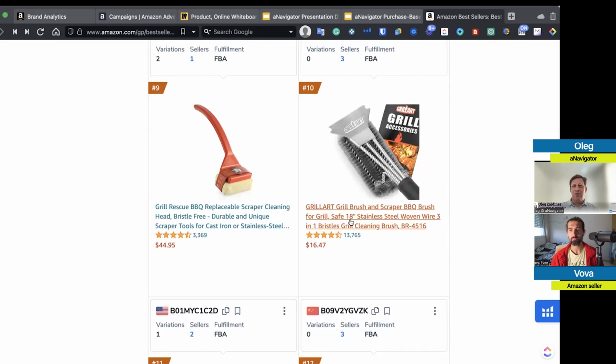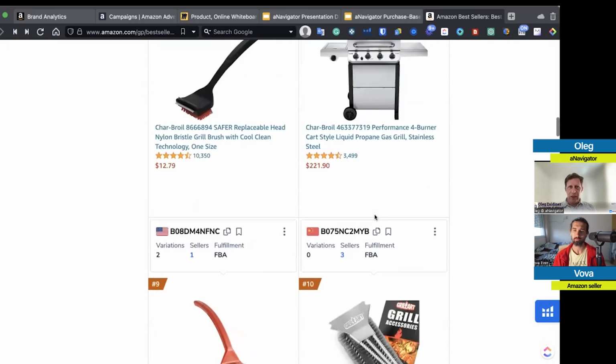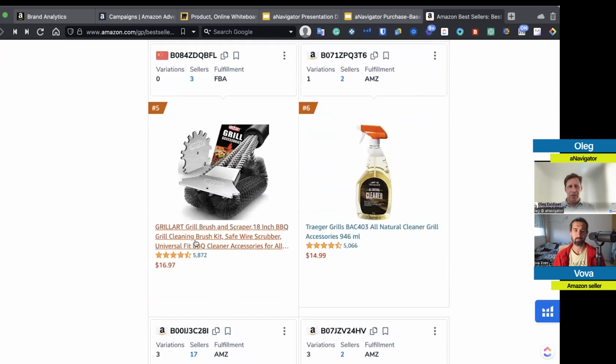So again, when we get to this position number 10 with this product, we find the balance and we say, we want to get to the next level. We see, this is the guy next, right? Are we better? Maybe we can be more aggressive with the price for some time, and then we take all the keywords that this guy is fighting for and so on and so on.